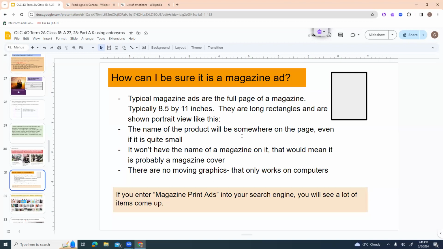There are no moving graphics, right? If there's a moving graphic, it's like a Facebook ad or some other type of ad because those things only work on computers. They wouldn't work in a magazine, okay?